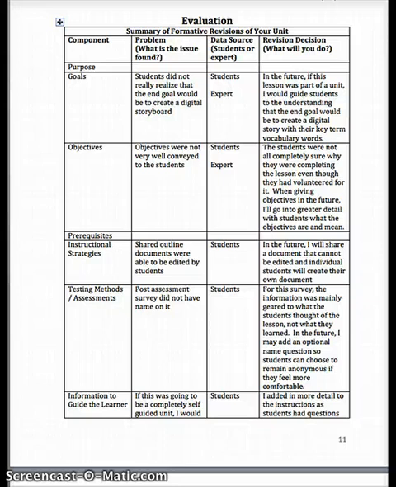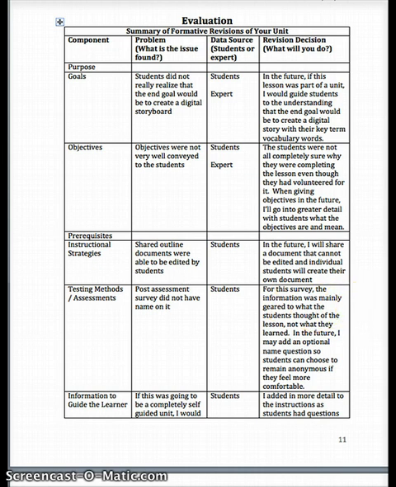The same with my objectives. Students really weren't sure what the objectives were to start, and so I had to give extra explanation there. Instructional strategies, one of the problems I had, I shared the outline document to students and it was editable by them. So I had one student that changed the document before other students were able to look at it. So in the future I would share a view-only copy with them, and then they could create their own copy to be able to change that and resubmit it to me. That way I'm not having people accidentally change someone's document.